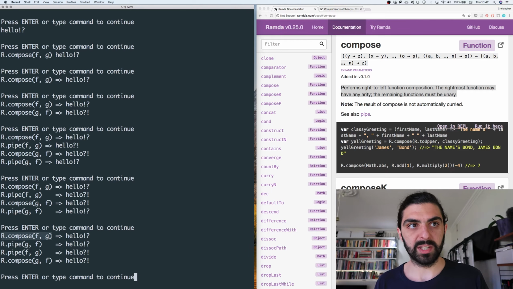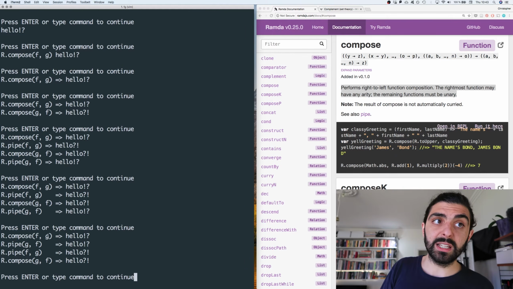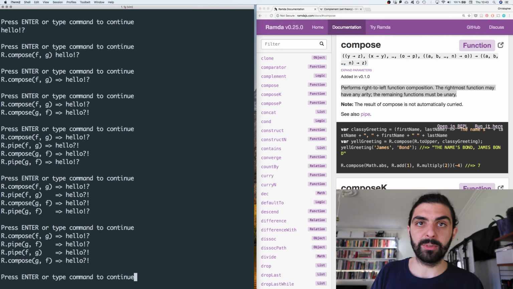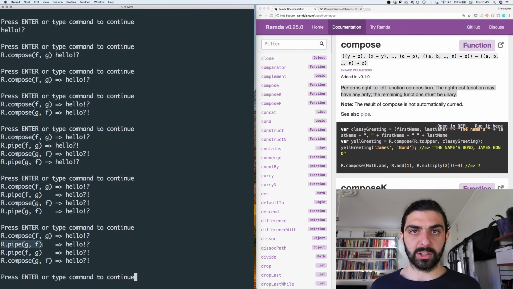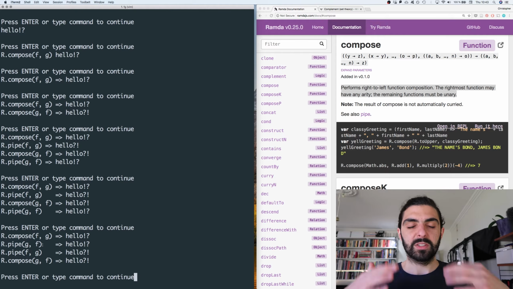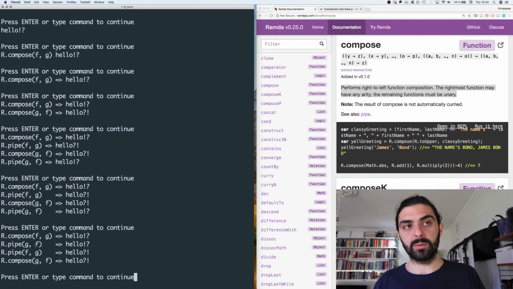So R.compose says, construct a new function, and this new function, whenever you pass it some argument, it will first do g, and then it will do f. So it will do f after g. But pipe is sort of the same thing. It says, okay, R.pipe says construct a new function such that when it's given some variable or given some input, it will first run that input through g and then it will run it through f.